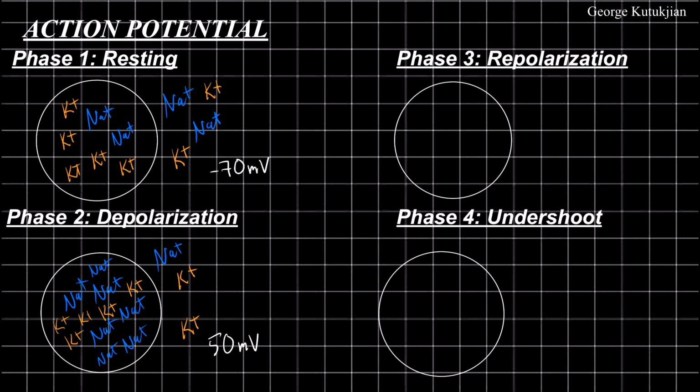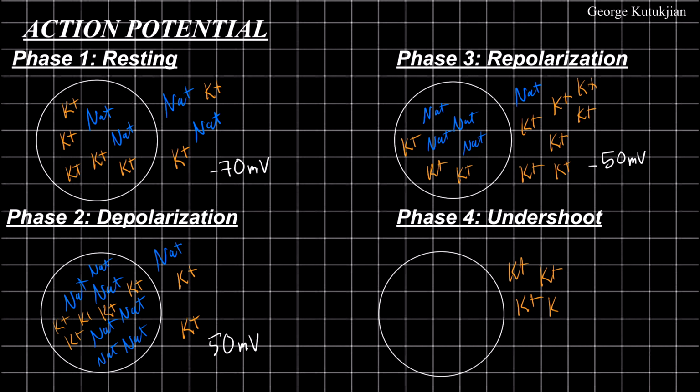In phase 3, we have our repolarization phase. So voltage-gated sodium ion channels are closed. Now our potassium ion channels are back, and they're going to cause more potassium ions to exit the cell, making it a lot more hyperpolarized, a lot more negative. Now we move back to our 4th phase, which is our undershoot. So now a lot of potassium ions have left the cell, and it's very negative. It's around like negative 90 millivolts.